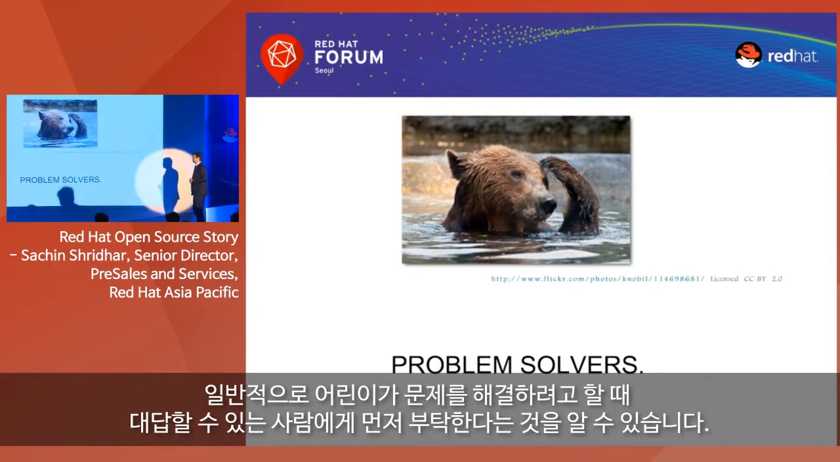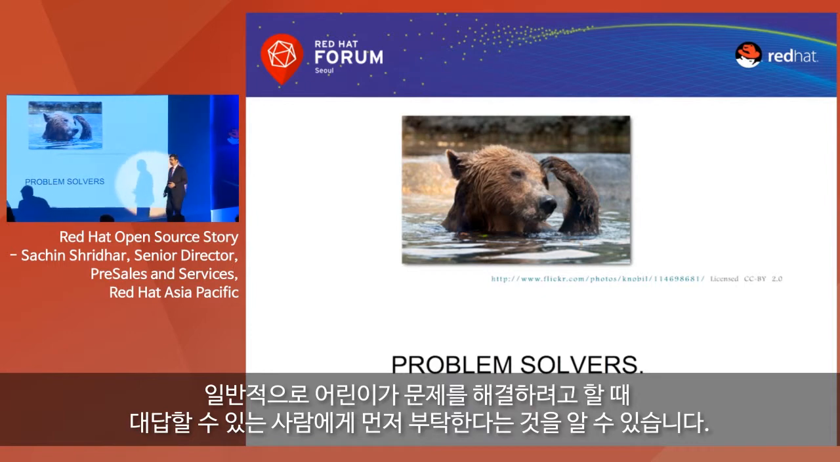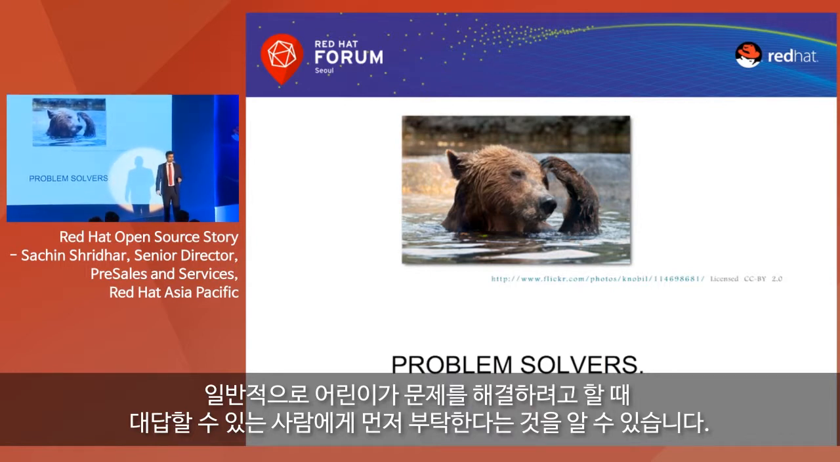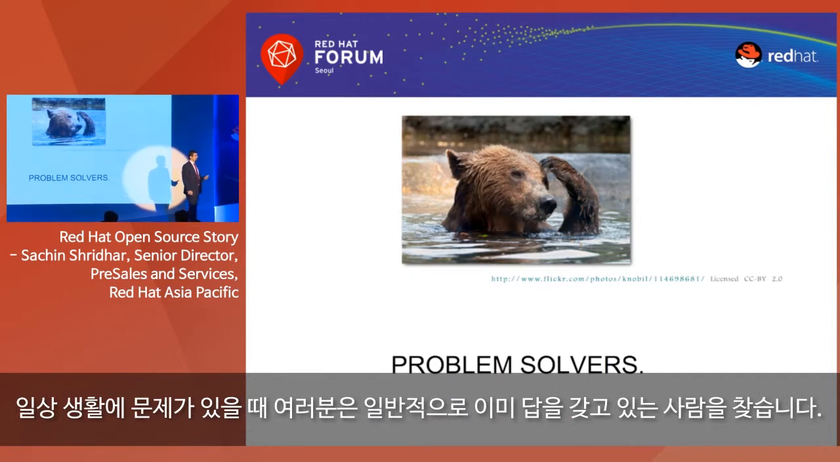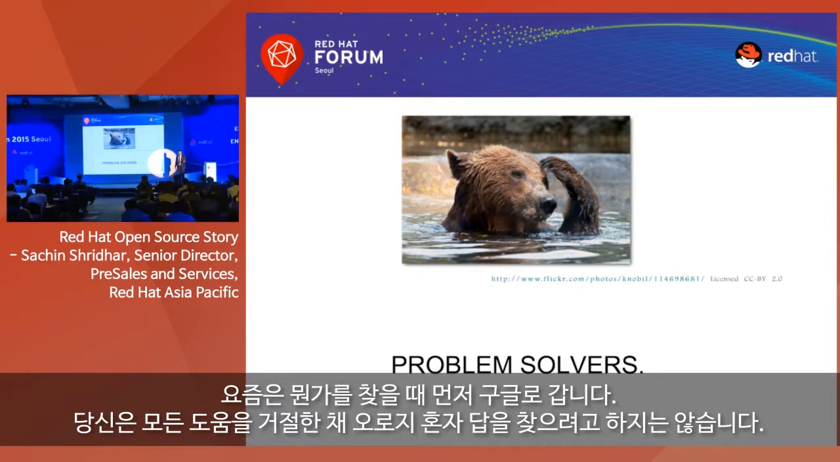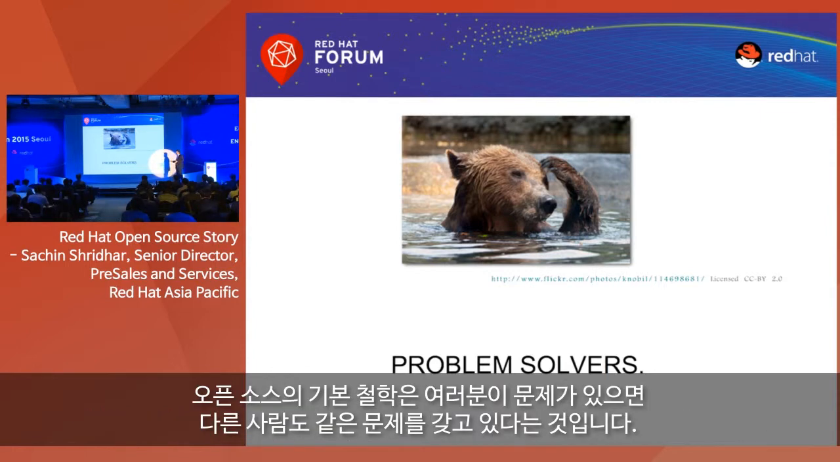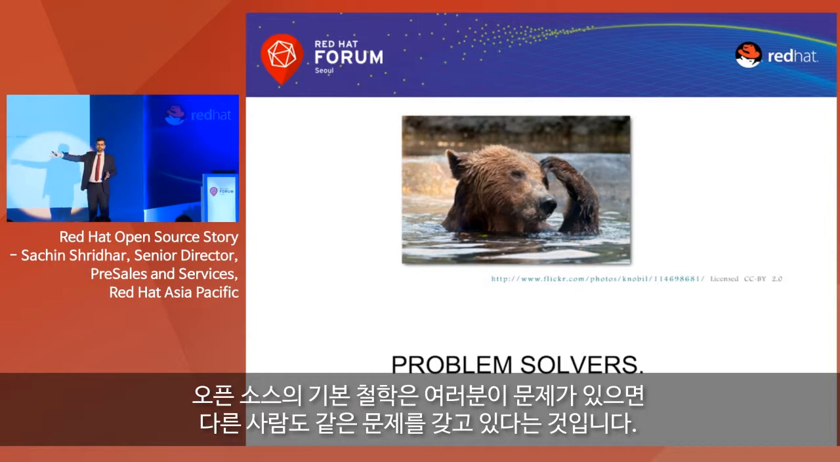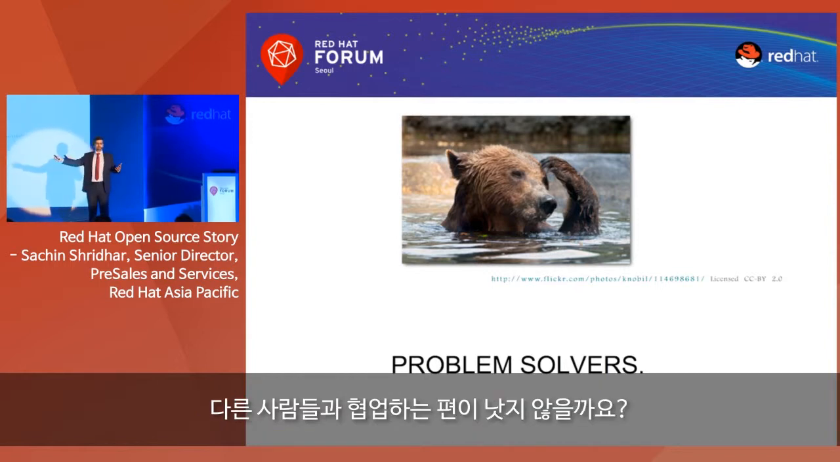Now usually, and you see this from children, when they have a problem to solve, they first like to ask anyone else who may have an answer. When you have a problem in your daily life, you typically find out if somebody else already has the answer. These days, everyone first goes to Google if you need to find something. You don't try to find the answer yourself and refuse all help. So the basic philosophy of open source is, if you have a problem, somebody else must also have it. Isn't it better if we collaborate?